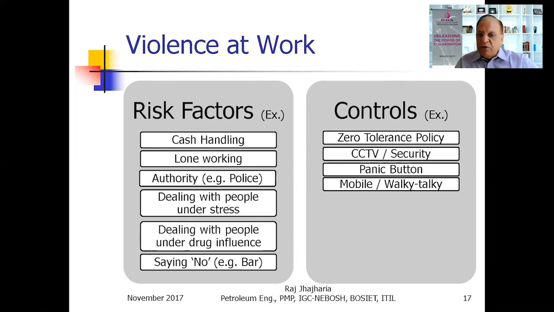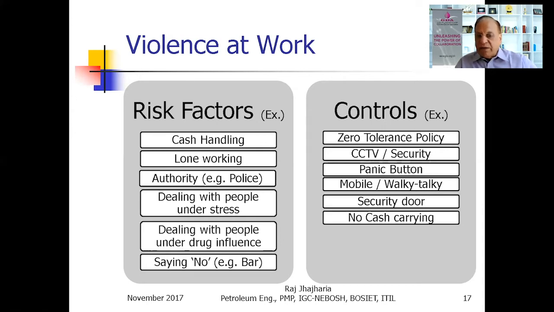Mobile or walkie-talkie. You always carry either a mobile or a walkie-talkie by which you can alert your friend, your supervisor, or whoever you are reporting to. And then there should be a security door. The door will not allow any miscreant to enter your workplace. So a security door ensures that any passers-by cannot get in. And don't try to carry too much cash.